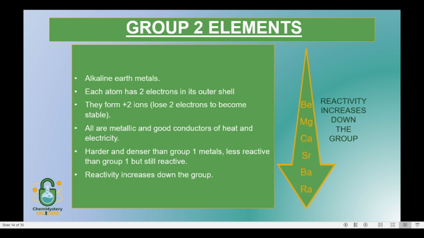Now let's move on to the group 2 elements. Group 2 elements को alkaline earth metals ही बोला जाता है. Each atom has 2 electrons in its outer shell. As we discussed, groups define करते हैं हमारे पास number of electrons in the outermost shell. So therefore in group 2 atoms have 2 electrons in its outermost shell. They form +2 ions. Charge +2 का होता है इन पे. Loses 2 electrons to become stable. Stable होने के लिए ये 2 electrons lose करते हैं जो कि outermost shell में होते हैं. All are metallic and good conductors of heat and electricity. Metallic भी होते हैं and good conductor of heat and electricity भी होते हैं due to free movement of electrons.